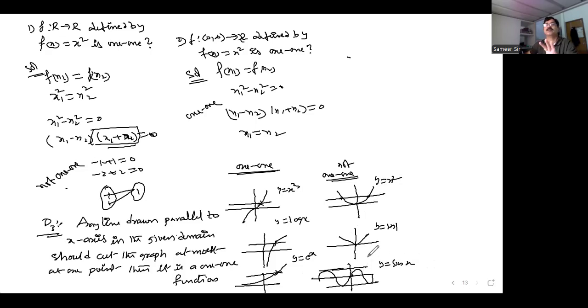So these are the ones that are not one-one. With the help of three definitions I have given for one-one functions, let's go on. Next we will talk about the number of one-one functions.